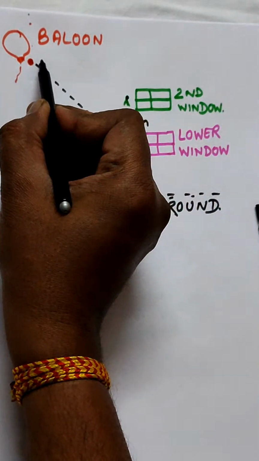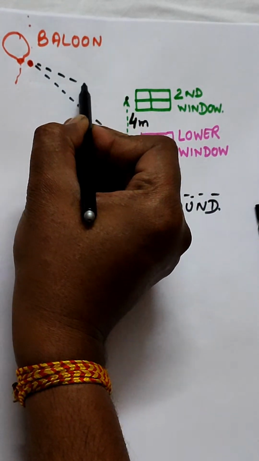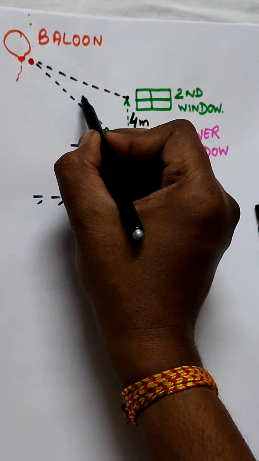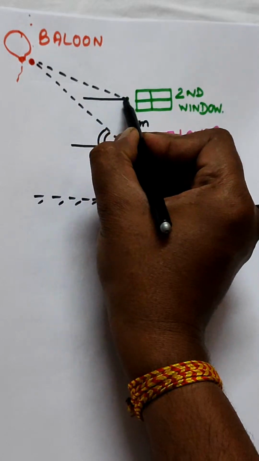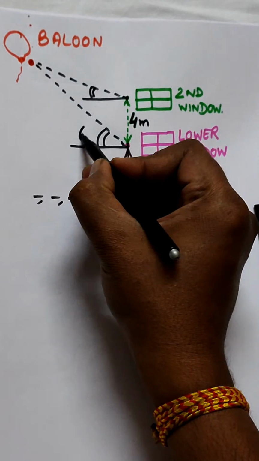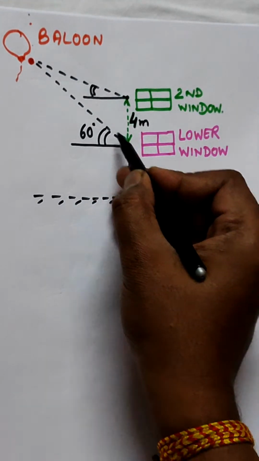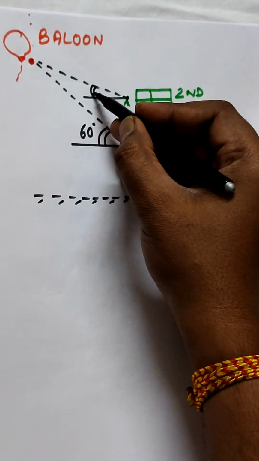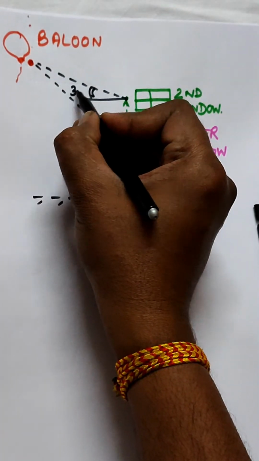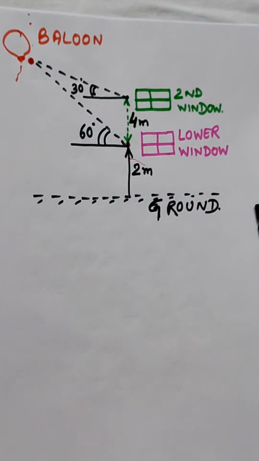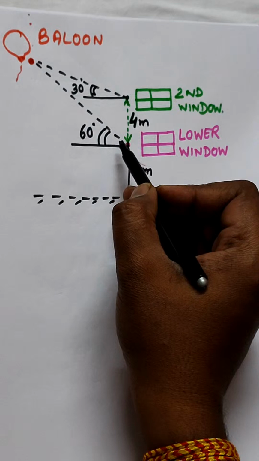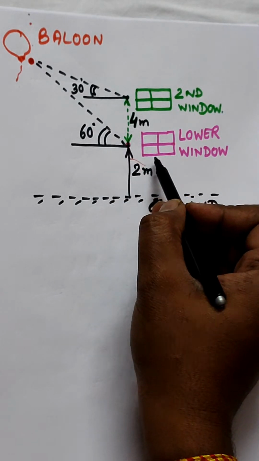From the second window there is also an angle of elevation. Here it's given that 60 degree is the angle of elevation from the lower window, and from the second window the angle of elevation is 30 degree, right? This angle will be lower than this angle, because this window is located lower and this window is located upward.